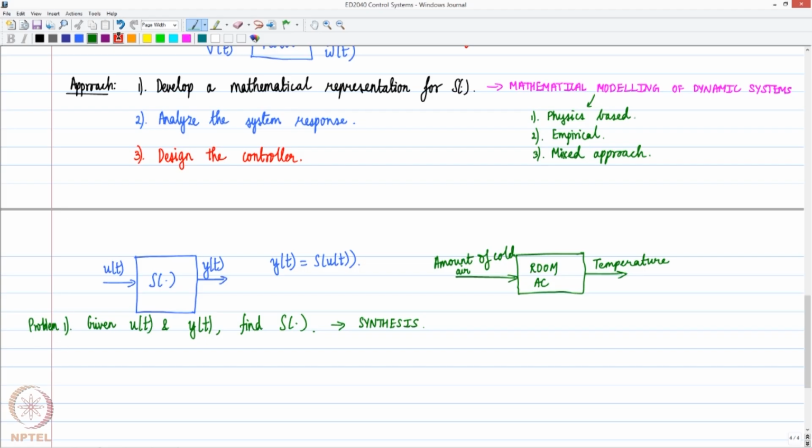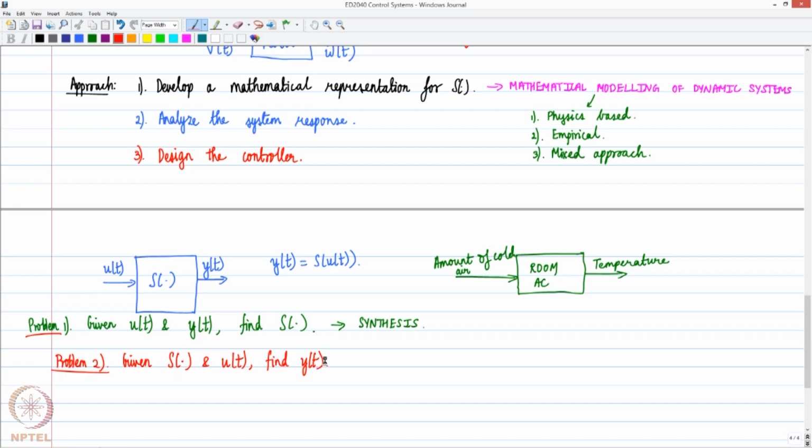So once I do this first problem of synthesis, I can go and do problem number 2, which is the following. Given the mapping S, once we find the mapping S, and given a particular input u of t, find y of t.